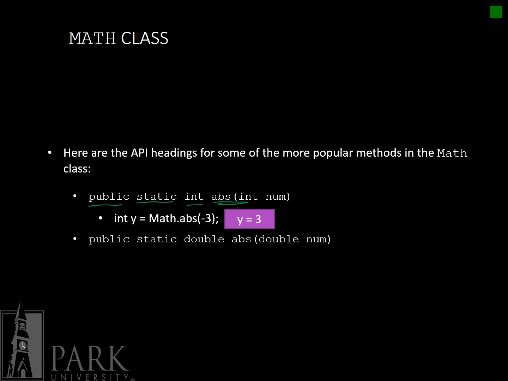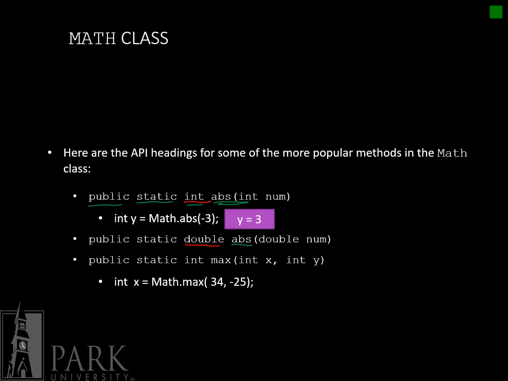And of course, there's a double version of this method as well. Notice here that the method name is the same, but it has a different return type. Let me switch colors here. So here we got an integer, and here we got a double. Even though these two methods have the same name, what we refer to as their signatures is different, okay? Because the return type is part of the method signature.